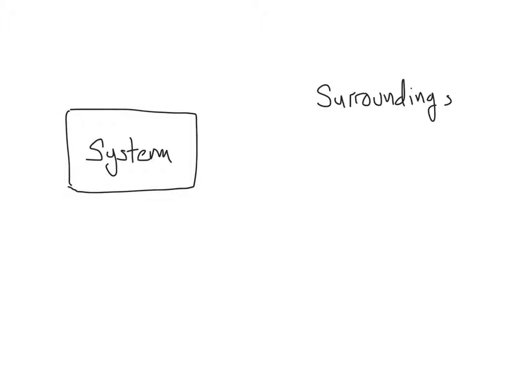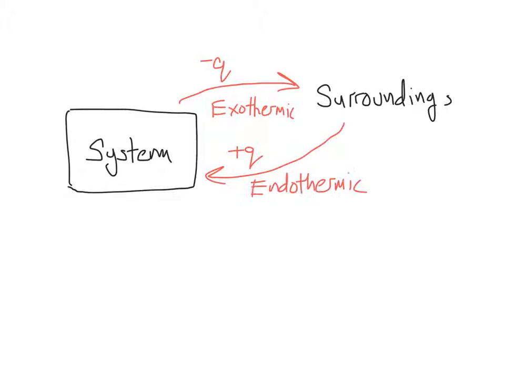In this video, we're going to discuss the relationship between Q and delta H. You already know that some chemical reactions release thermal energy to the surroundings, and some chemical reactions absorb thermal energy. When a chemical reaction releases thermal energy, we say that the sign of Q is negative, or it's an exothermic reaction. If a chemical reaction absorbs thermal energy, we say the sign of Q is positive. It's an endothermic reaction.